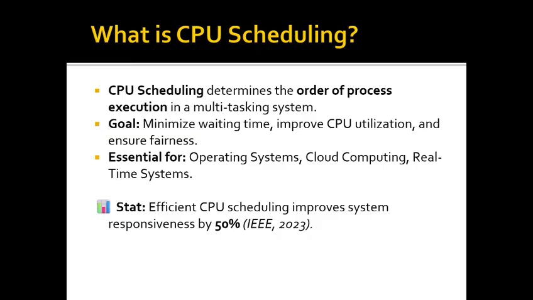The CPU scheduling algorithm determines the order of process execution in multitasking systems. Its main goal is to minimize the waiting time, improve the CPU utilization and ensure fairness. It is essential and used in operating systems, cloud computing, and real-time systems. In statistics of 2023, efficient CPU scheduling improved the system responsiveness by 50%.